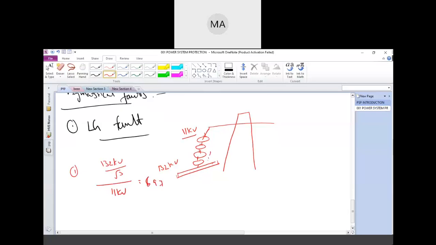But we do not place only this number of discs. For safety, if one of the discs fails, we have to place another disc. For this reason we consider a factor of safety, which is 1.5 for the string insulator. If you multiply 6.95 by 1.5, you get 8 to 9 discs. So we have to place 8 or 9 discs in the string insulator.